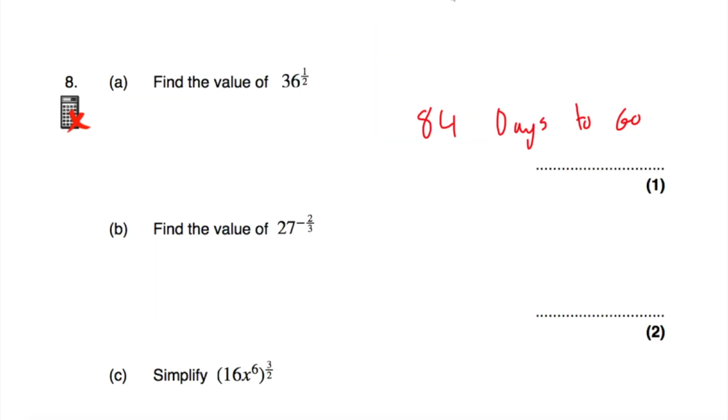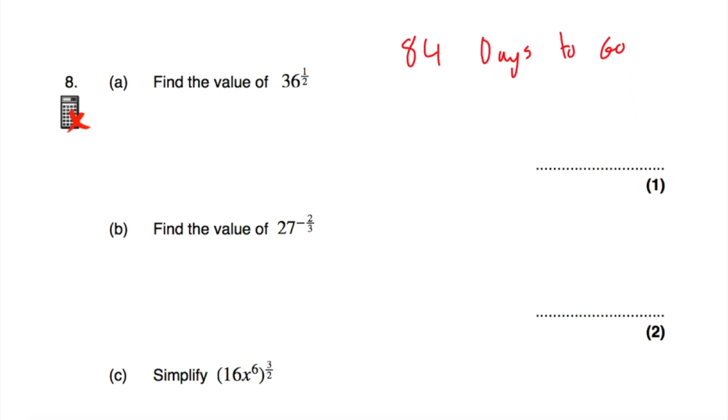So question number 8 is an indices question. So let's have a look at these indices. So we've got 36 to the power of a half. So the power of a half means square root. So we're going to square root 36. That's 6. Okay, part B says work out the value of 27 to the power of minus 2/3.